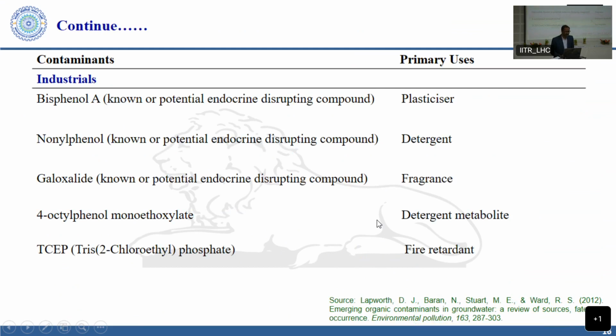Here from the industry, this is the bisphenol, known as a potential endocrine disruptor, that is the plasticizer. Okay, which affects the hormones of the body here. Nonylphenol, known as a potential endocrine disrupting compound. This is the detergent. Glycolide, known as a potential endocrine disruptor.